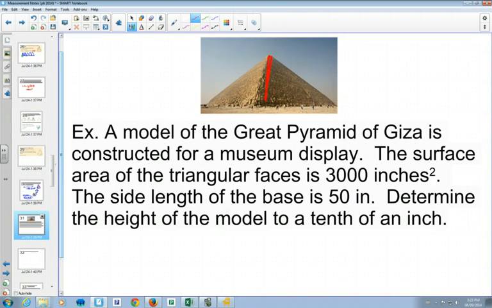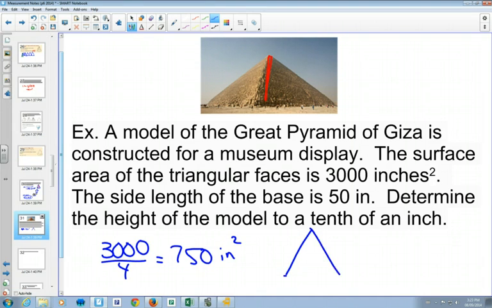Does it make sense that if we looked at one of these triangles, we could figure out the area of one of the triangles? Just take the 3,000 and divide it by 4. So if I take my 3,000 and divide by 4, 750 inches squared will be the area of one triangular face. We know that the side length of that triangular base is 50.